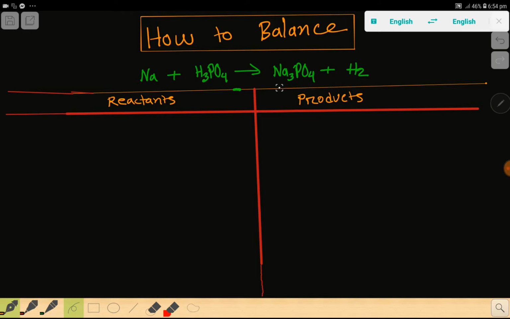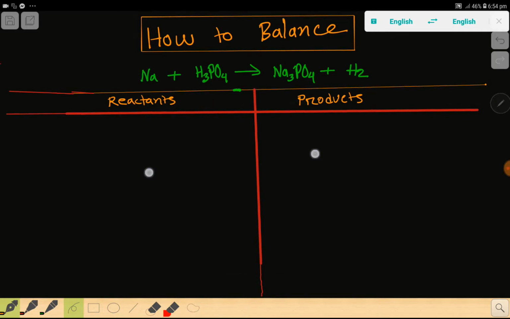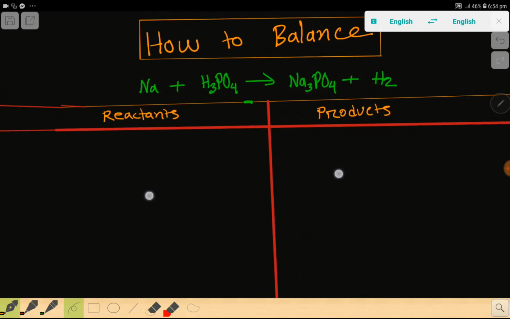Okay, to balance this reaction, at first we have to draw a table like this. This is the reactant side and this is the product side. Now we need to calculate the number of atoms. So let me calculate the number of atoms now.